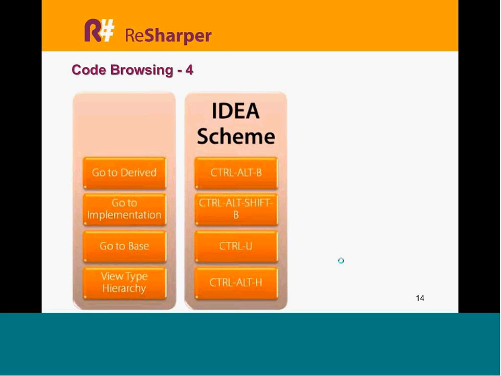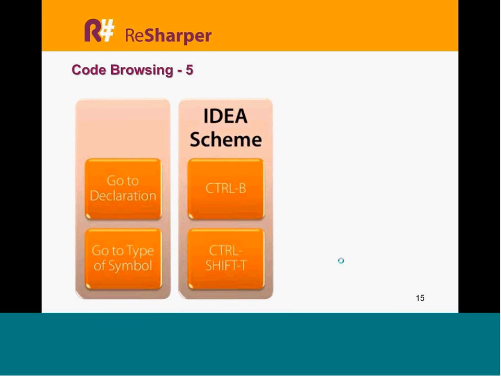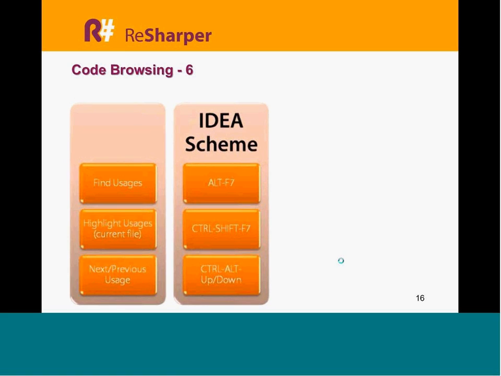Then there are some other techniques, like going to the derived class, or how to go to the implementation. You will find that in Visual Studio, but the interesting thing is the hierarchy, which you will not find in Visual Studio. If you select the type, then you would be able to see the entire hierarchy, how the type has been built, what its dependencies are, down the hierarchy and up the hierarchy. You will be able to see all that. And there is also go to declaration, which is available in Visual Studio, and go to type symbol, which is also in Visual Studio.